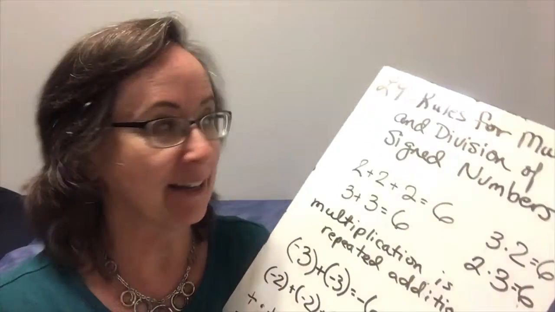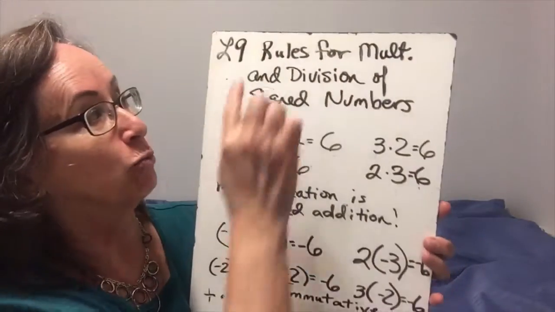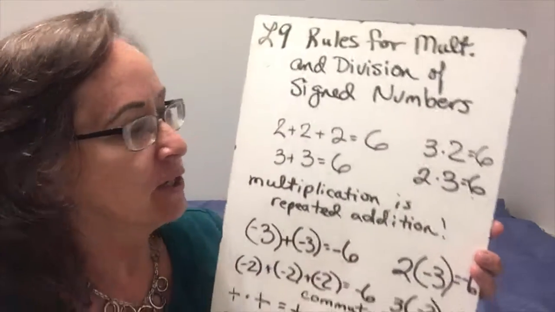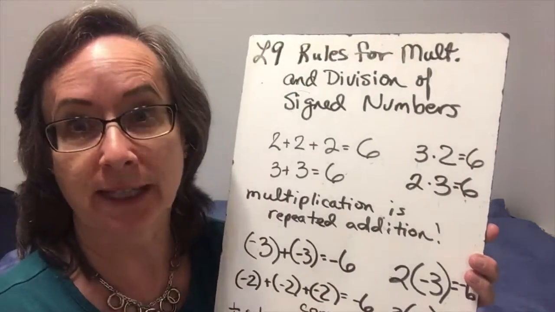We are doing Lesson 9, and we're working on rules for multiplication and division of signed numbers. So now let's start with an intuitive example.